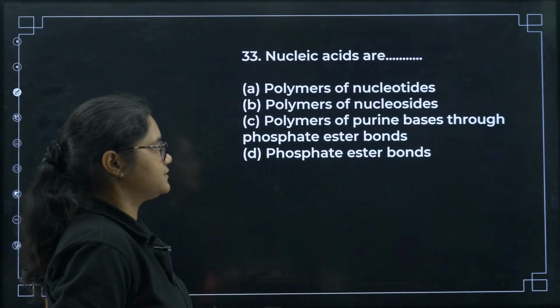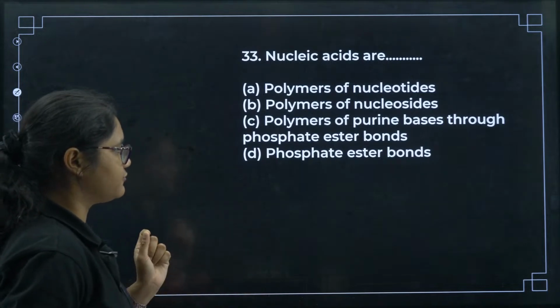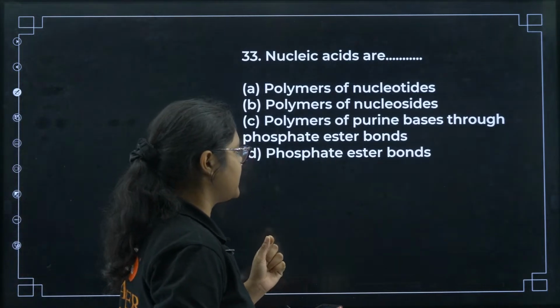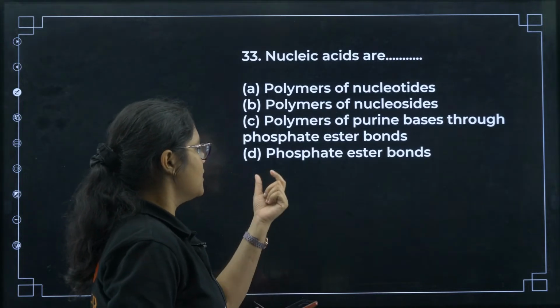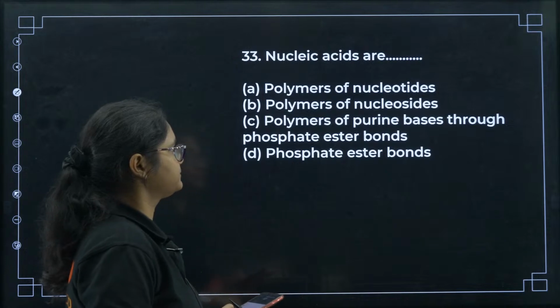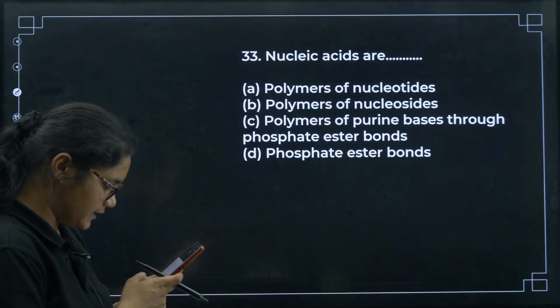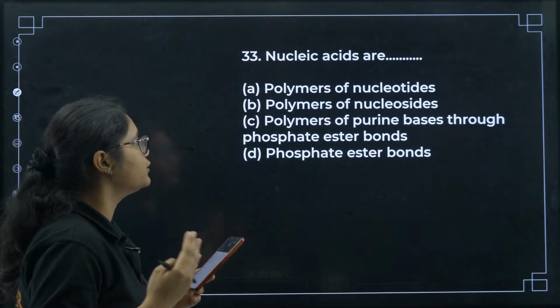Next, nucleic acids. Nucleic acids are polymers of nucleotides, polymers of nucleosides, or polymers of purine bases through phosphate ester bonds. What is the correct definition of nucleic acids here?